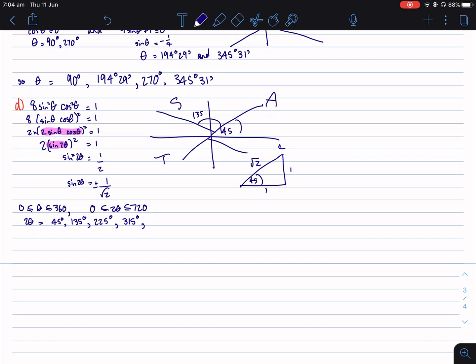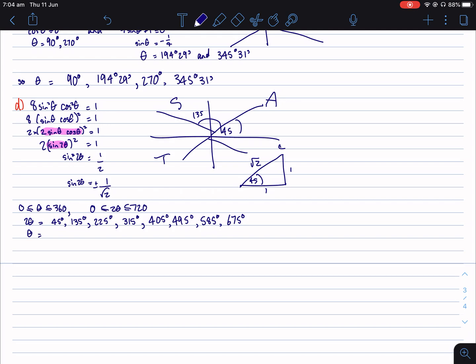Now let's keep going for another 360 degrees. So we're going to have 360, 45 plus 360, 405, 495, 585, and 675, which means theta itself is half these.